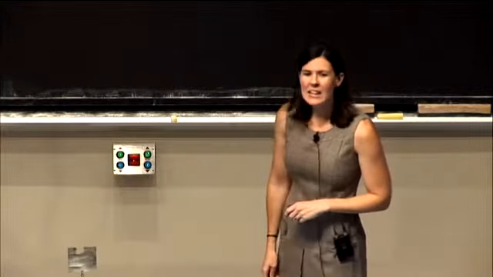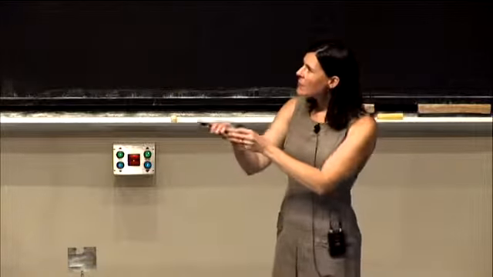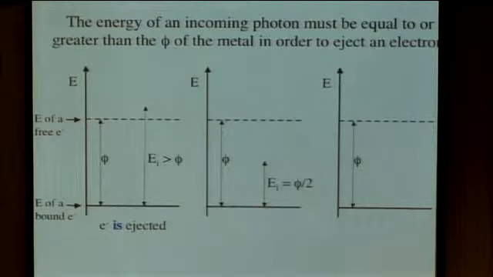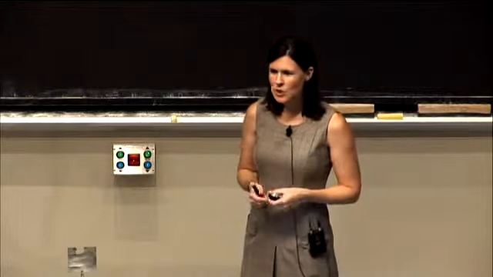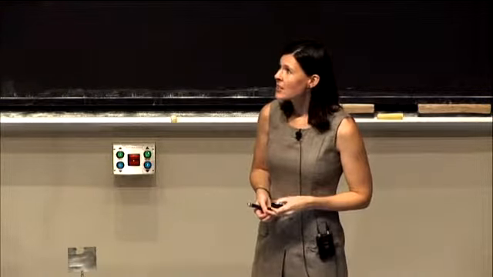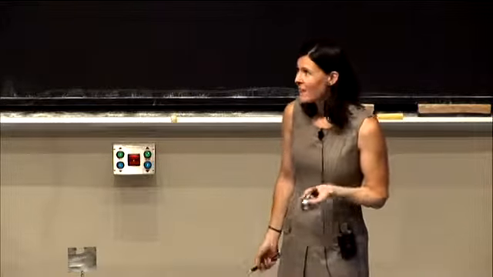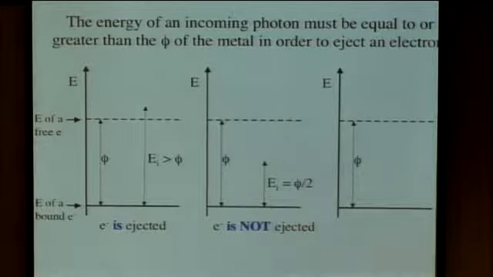So in the second case, what we have is what happens if we have the incident energy at some amount that's less than the work function. And in this case, we're showing 1/2 of the work function. So in this case, we don't have enough energy to eject an electron, so an electron is not ejected.